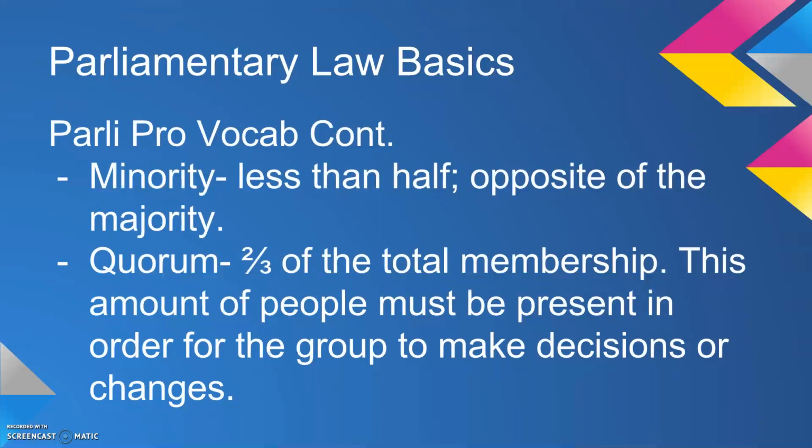The minority, this is less than half, opposite of the majority. A quorum is 2/3 of the total membership. So if we're using our 60-member FFA chapter as an example, 2/3 of that would be 40. So we have to have 40 members present in order for the group to make decisions or changes. So you have to have a quorum in order to conduct business, basically.